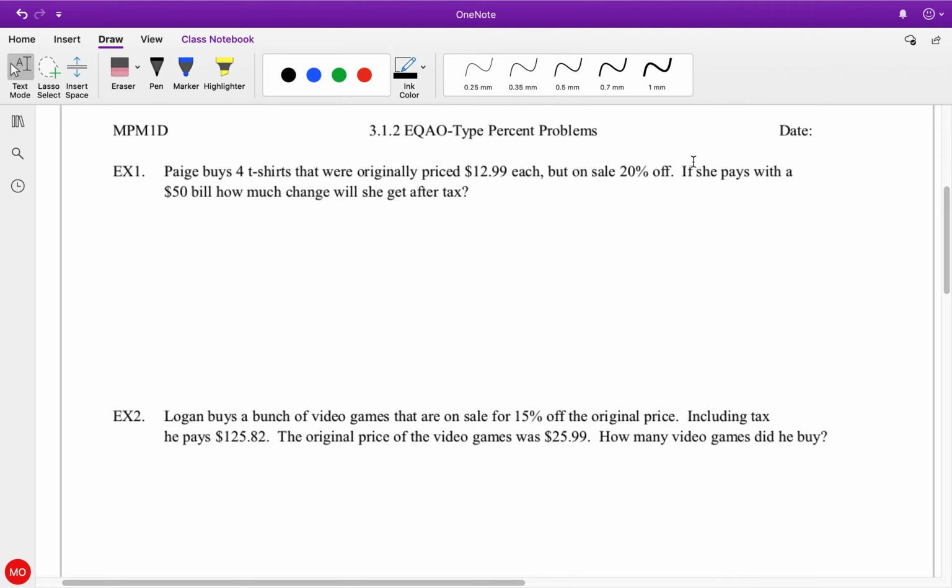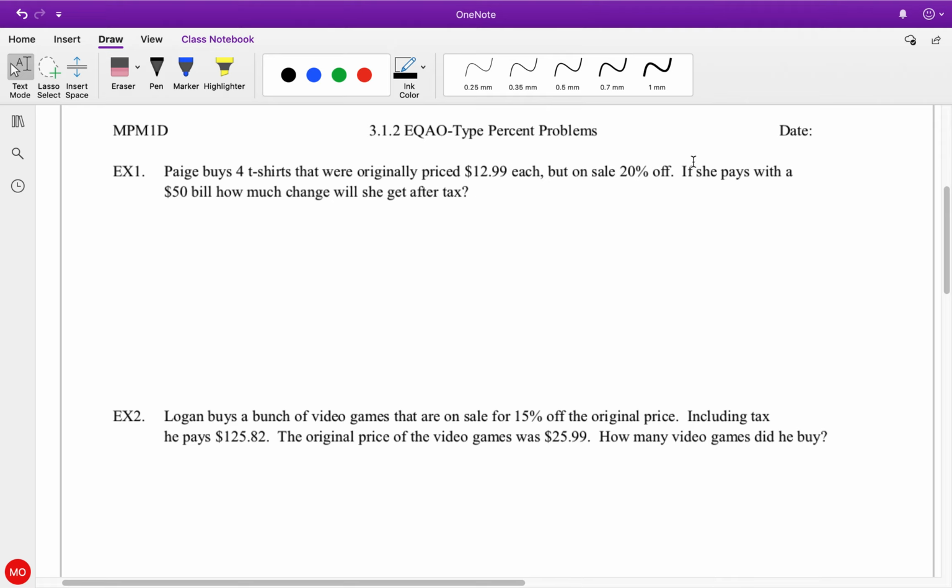So we're going to go 100 minus 20 equals 80. And that's what percent of the shirt we're buying. Okay, we're only paying 80% of the full price. So then we're going to go 80 divided by 100 equals 0.8. Then we're going to times that by the price, which is 12.99. So that will give us our new price.